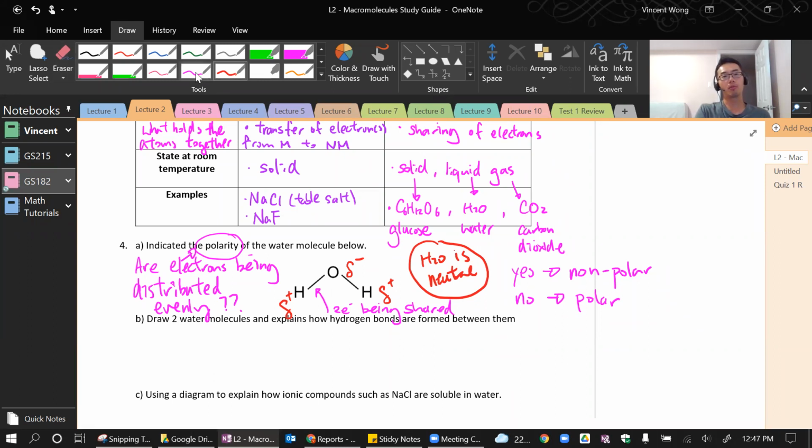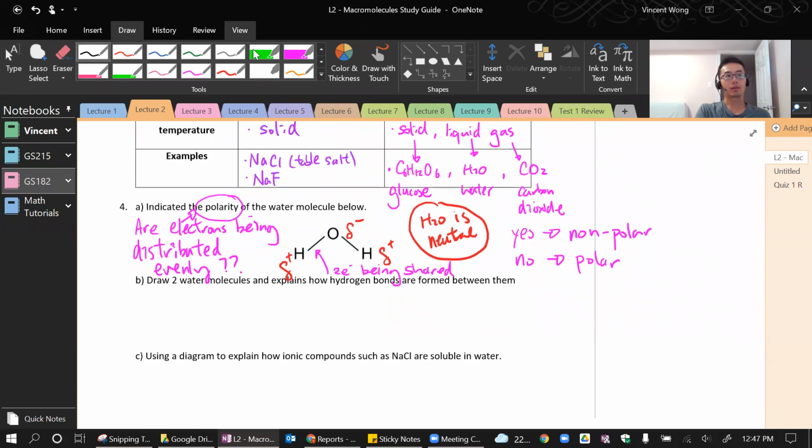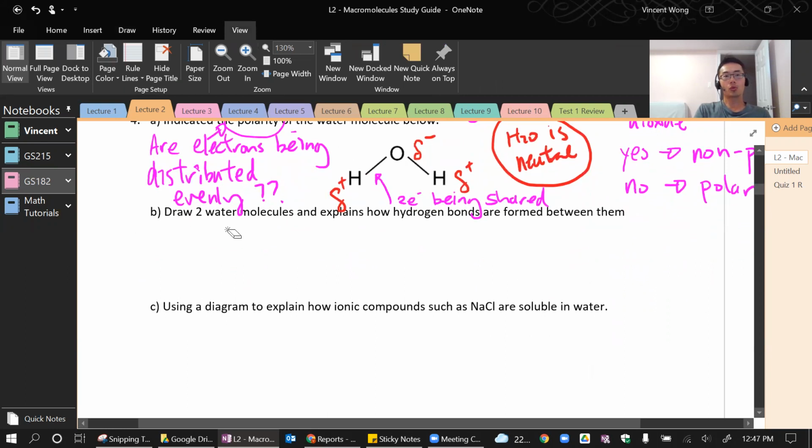Any question before I move on? Wonderful. So draw two water molecules and explain how hydrogen bonds are formed between them. Usually we draw water molecules like Mickey Mouse. I have the circle here and then two ears. So this is the oxygen, and this is the hydrogen. It's kind of like Mickey Mouse with no eyes.